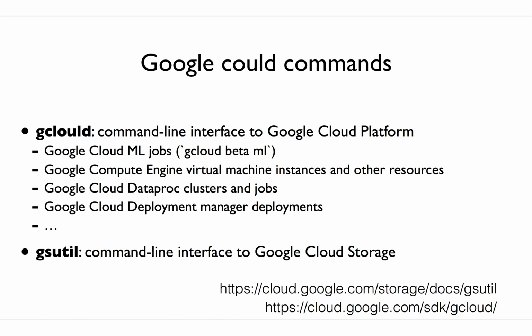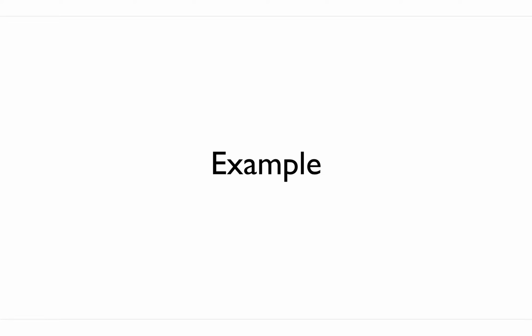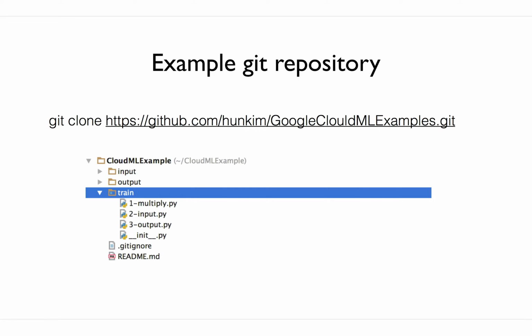So in summary, what we did in this setup is that we installed two command lines and corresponding setups. Here gcloud is the command line interface for all the Google Cloud platform, including Cloud ML jobs and Compute Engine and so on. And the second one we installed is called gsutil. It's another command line interface to manage the Google storage. Now we can move on to the examples here.